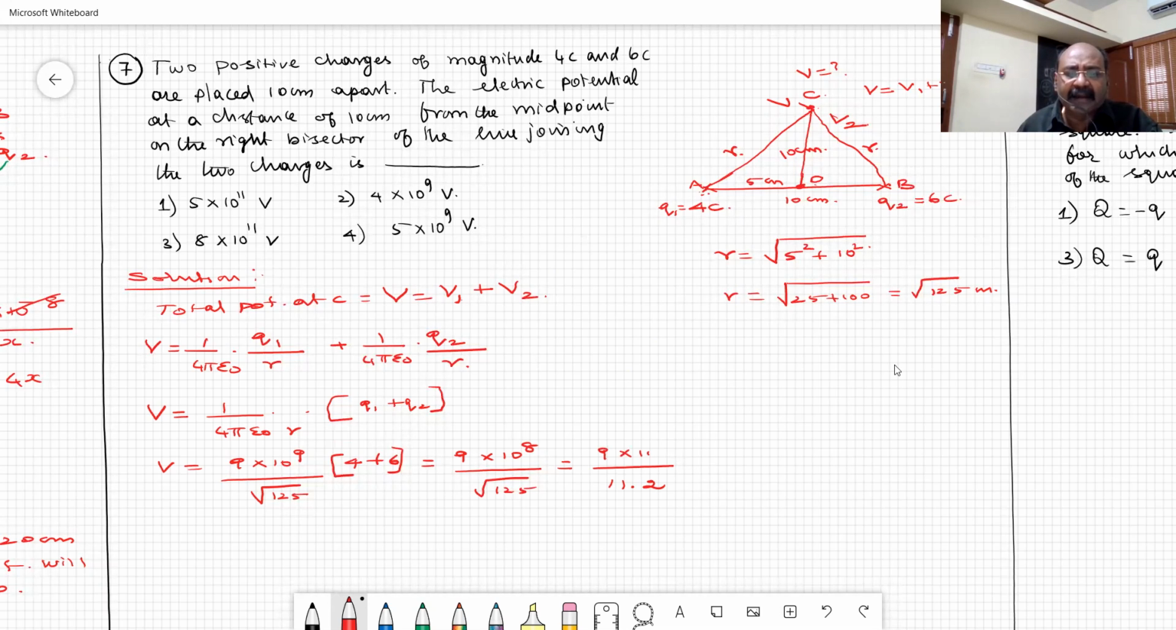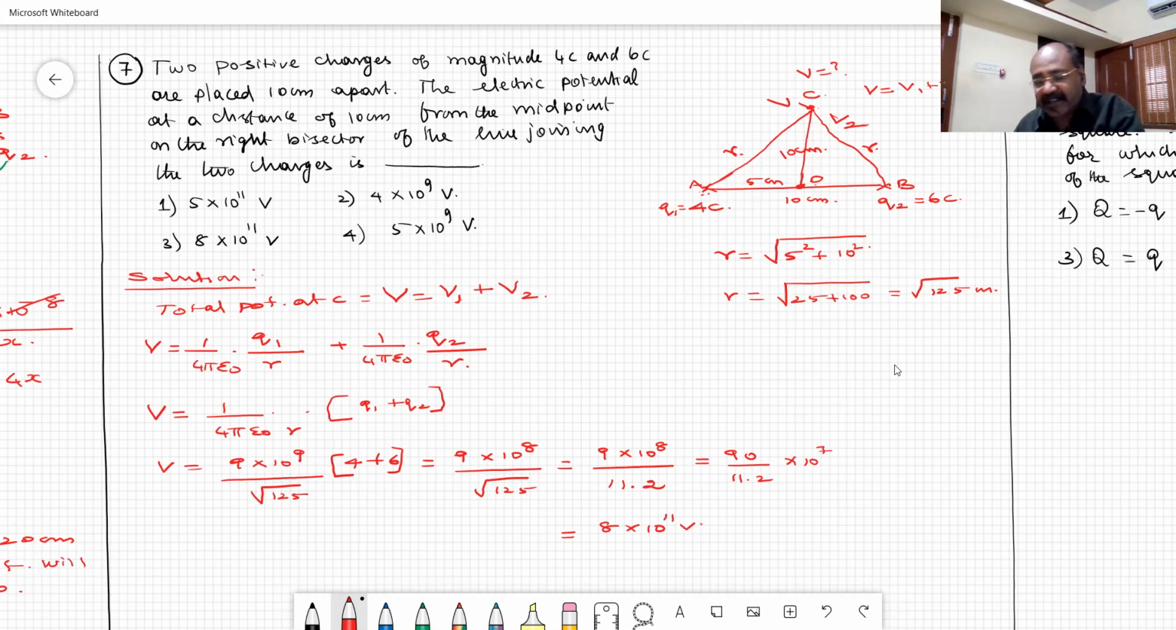Here you are having 9 into 10 to the power of 8. On simplifying, I can write this as 90 divided by 11.2 into 10 to the power of 8. Sorry, 10 to the power of 7. On simplifying, I am getting the answer as 8 into 10 to the power of 11 volt.